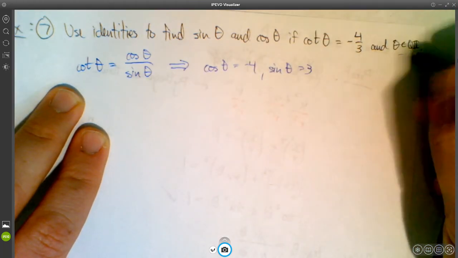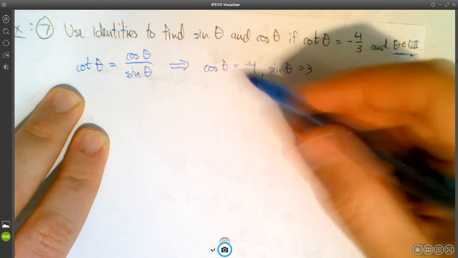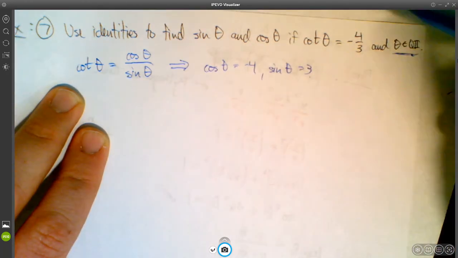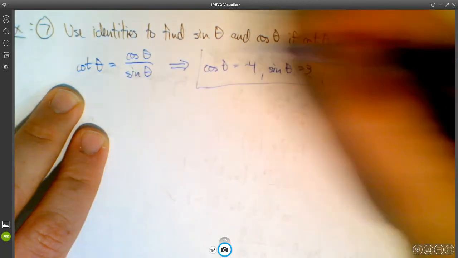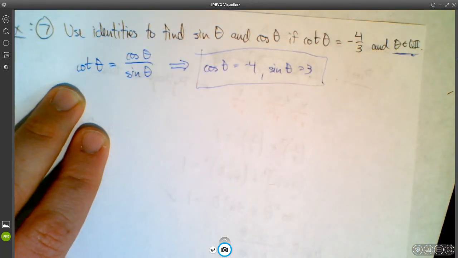After all, theta is in quadrant 2, and so cosine is negative there, sine is positive there. So you might be tempted to say that that's your answer: cosine theta is negative 4 and sine theta is 3. Unfortunately, that doesn't work, right?